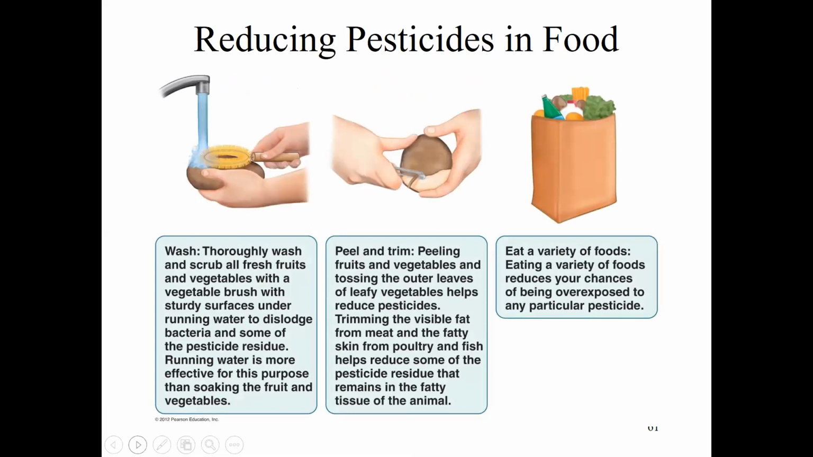This is a good way to think about reducing pesticides, using these vegetable brushes, peeling the outer layer where most of the pesticides would be, and also just eating a variety of foods. They tend to use the same pesticides on the same products. So if you eat a wide variety, you're never going to get too much of a certain one.